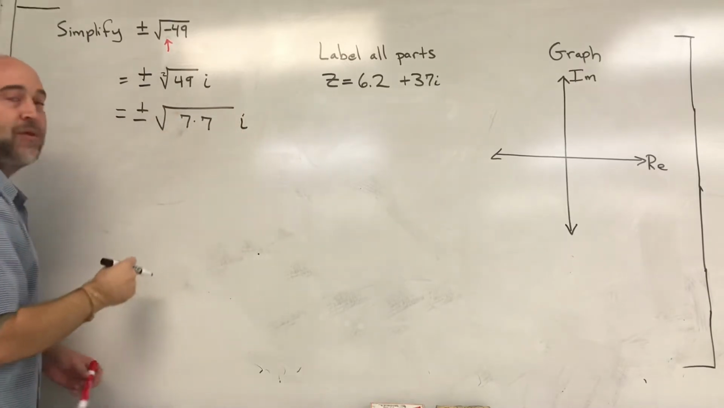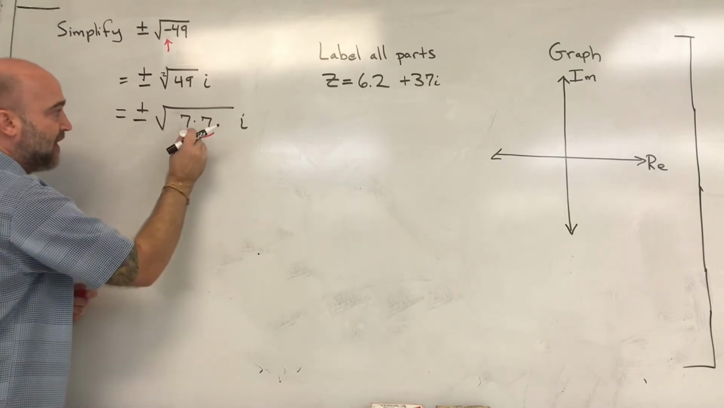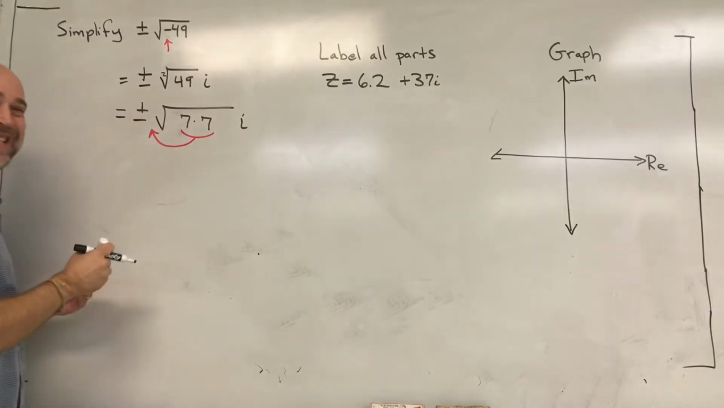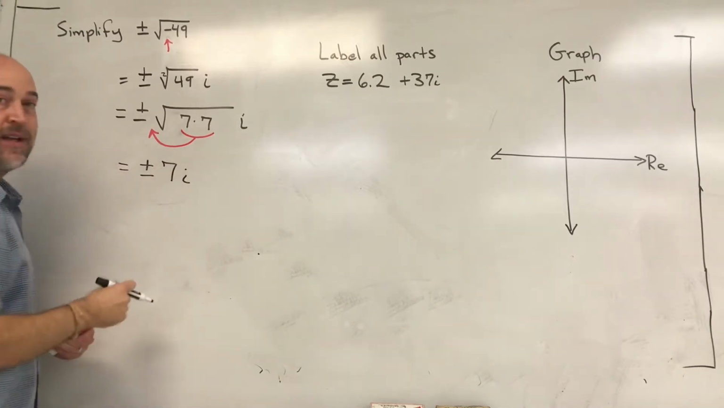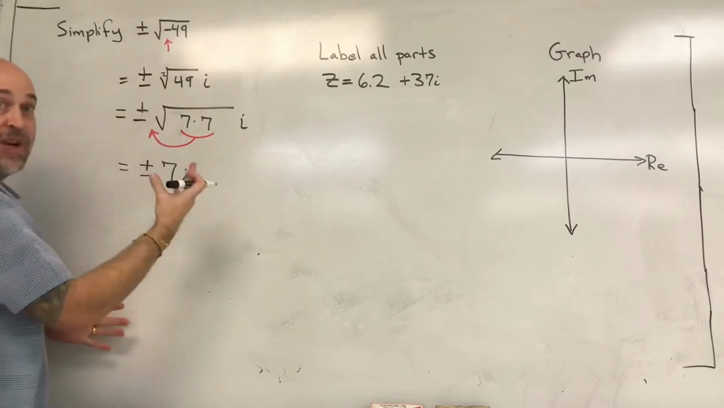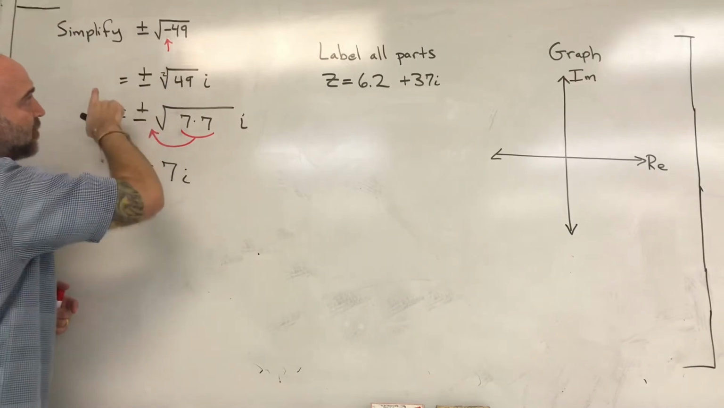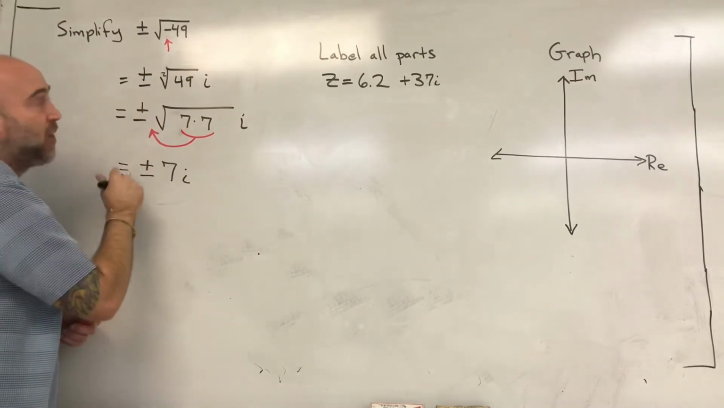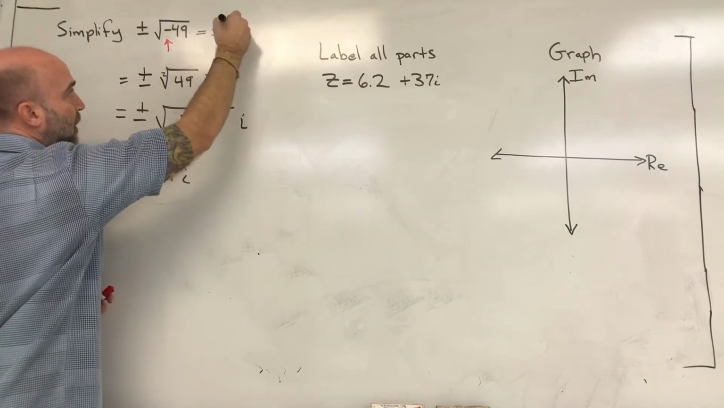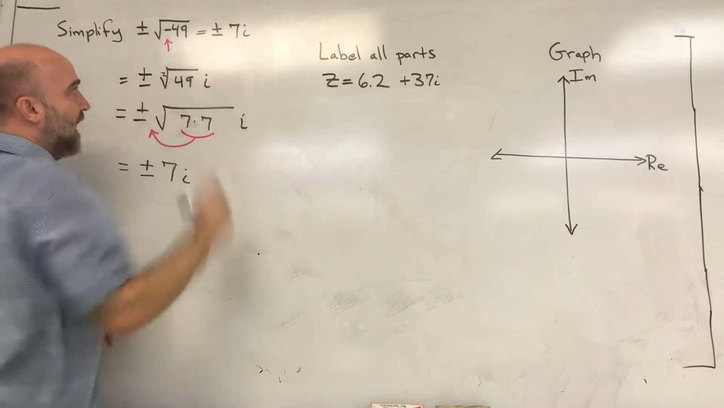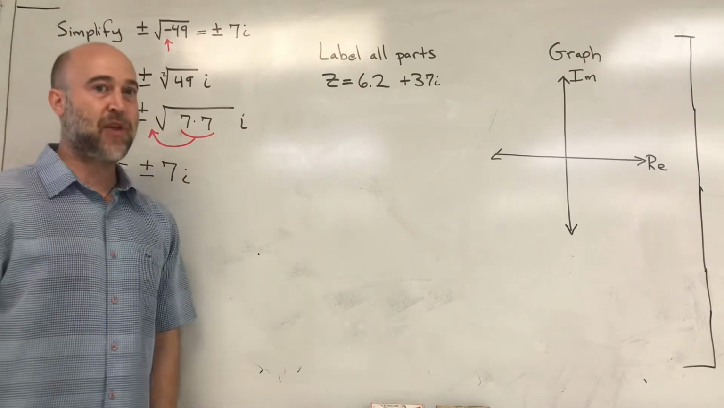Now for square root, that means you can pull out pairs of numbers. I have a pair of 7s here, so that can come out as one 7. So this is equal to plus or minus 7i. Now, if you are okay jumping steps, this one's not too bad once you make those connections. You see a negative inside the square root sign. 49 is a perfect square, so it's okay if you just say plus or minus square root of 49 is 7, and the negative comes out as an i. And same answer.